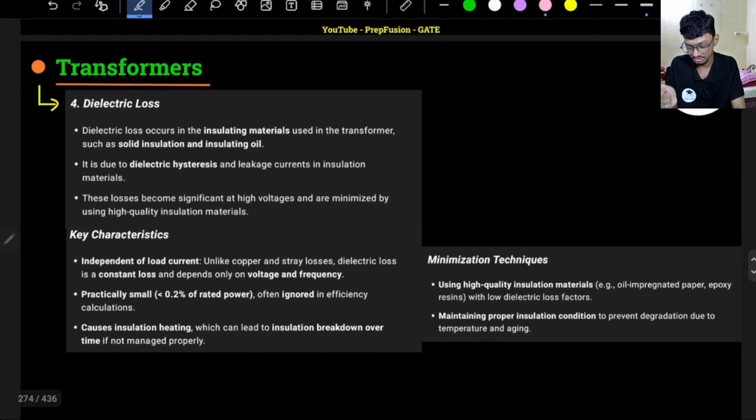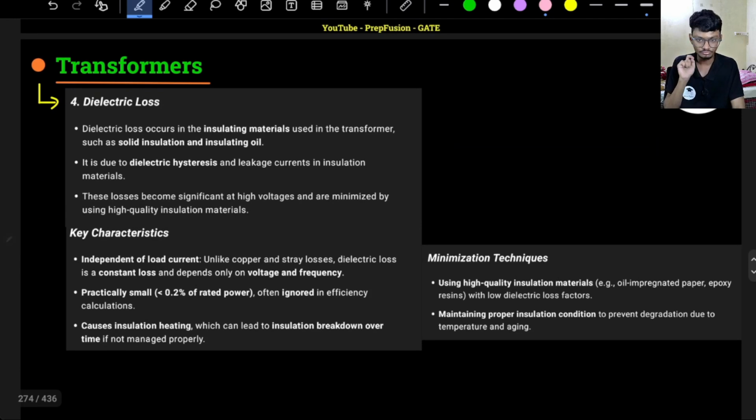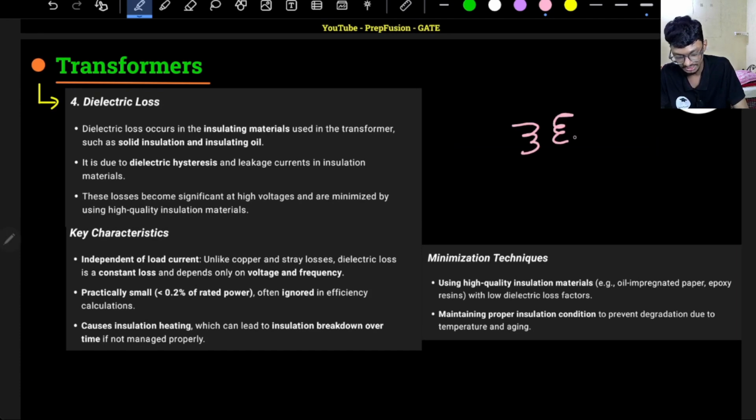Then the next loss is the dielectric loss. What is dielectric loss? If you remember, I have these windings, LV windings and HV windings, placed very near to each other. That is what we discussed in the construction. There is some insulation, but insulation also will have some leakage current. Some leakage current flows through the insulation, if you have studied electric field intensity. Due to those leakage currents, there will be some energy loss.